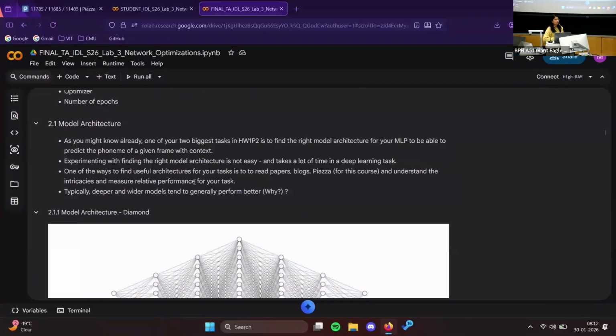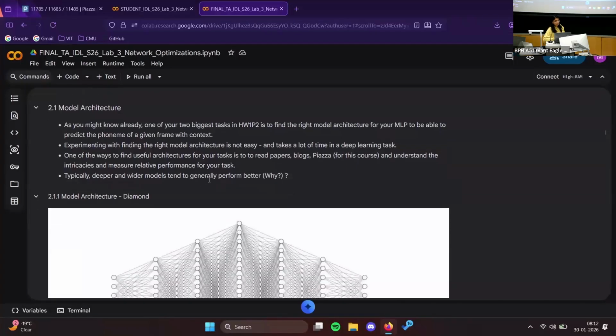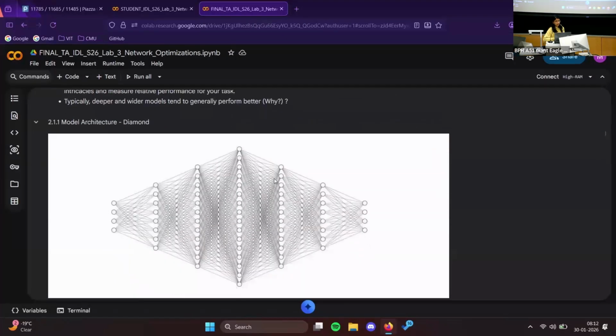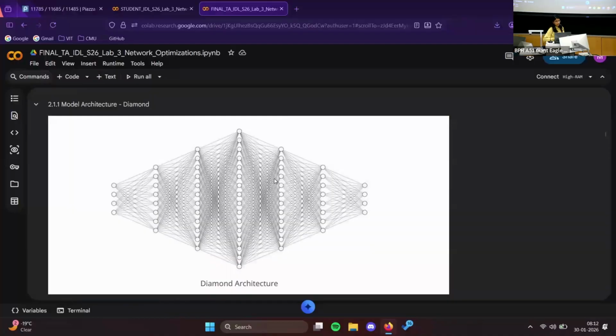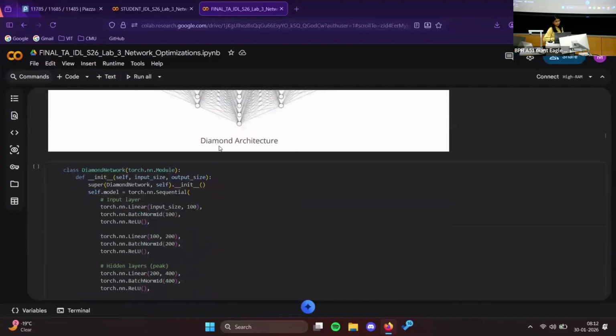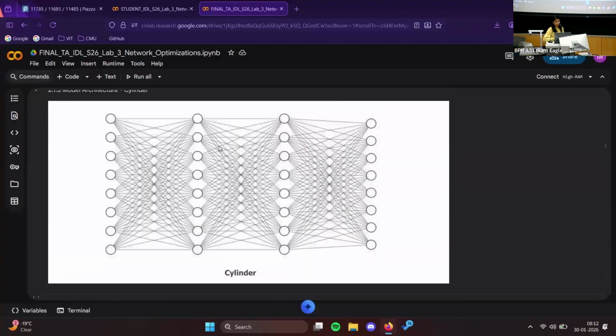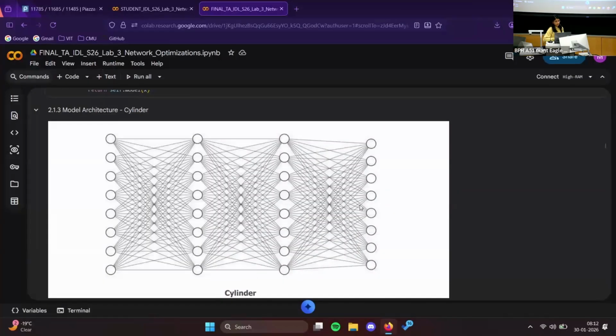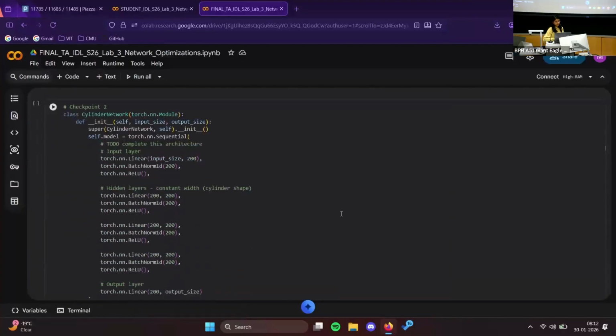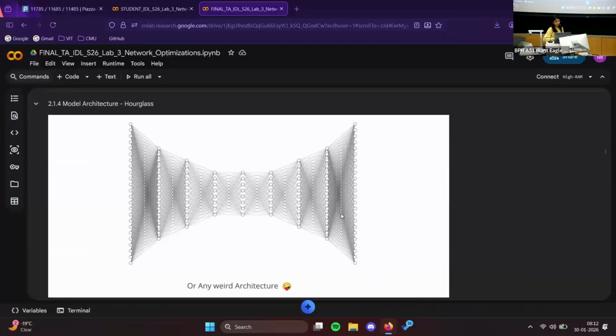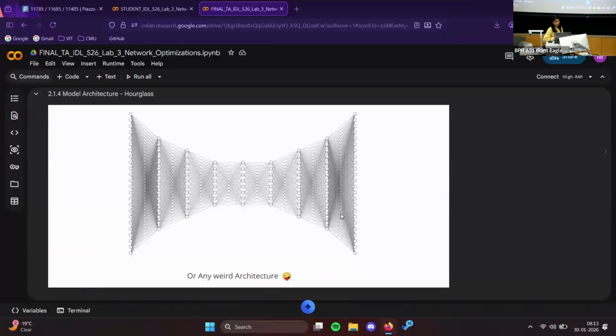So, starting from lecture one, you might have understood that wider and deeper networks usually work. We are listing down some architectures based on the number of layers and neurons that you have. Please feel free to experiment with the different architectures. You can stack up layers with the same number of neurons to get a cylinder, or you can have a pyramid. I guess you'll get the intuition once you do a lot of experiments.